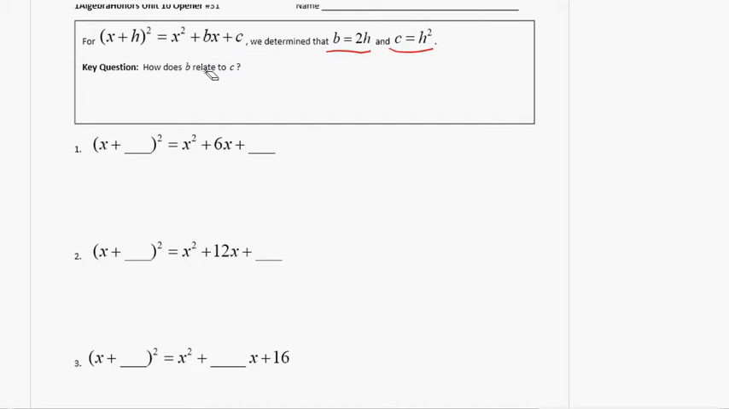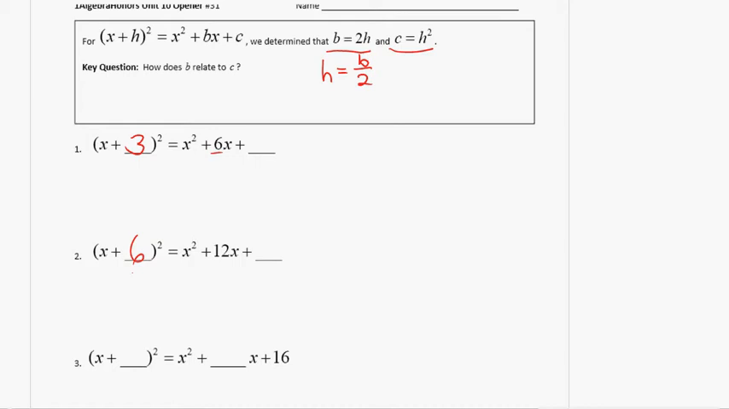And you might look at this example and say, how in the world am I going to figure out what to put in the blanks if I just know the 6? Well, you know that b is just twice h. And so if b is 6, then h must be half as big, right? You could think of h as b over 2. So that must be 3 and 6.